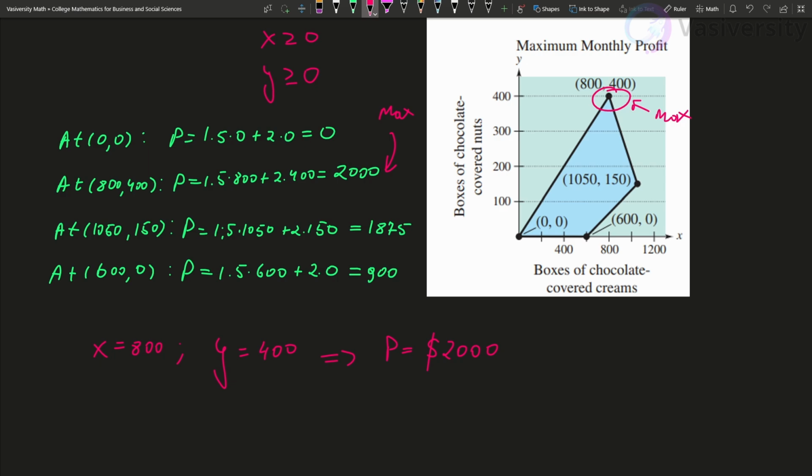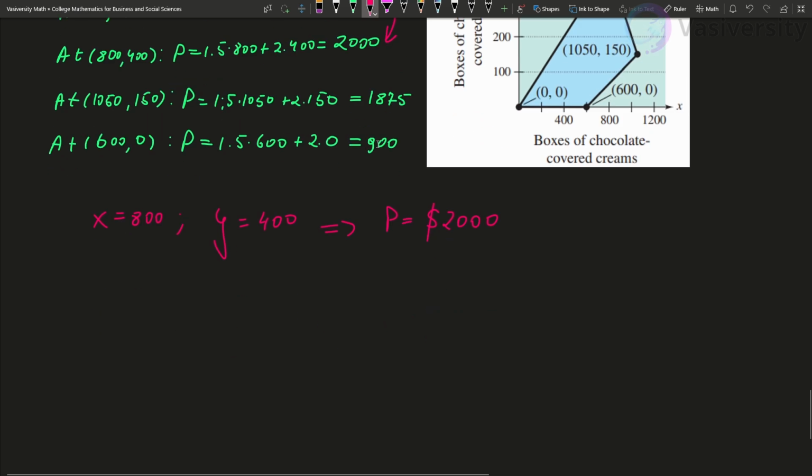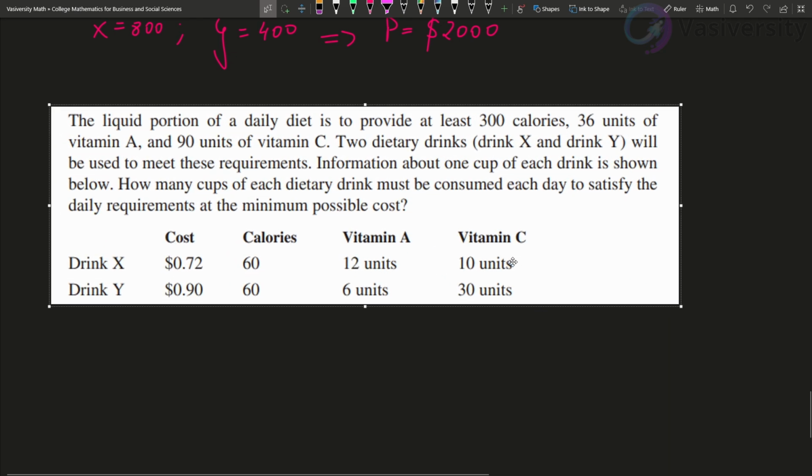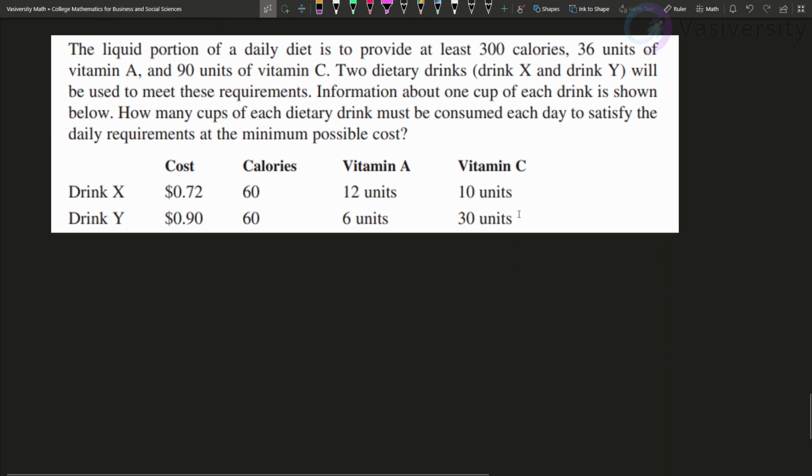Now, of course, we can also reverse it to do an optimal cost problem. For an optimal cost problem, we can do it the following way. The liquid portion of the daily diet is to provide at least 300 calories, 36 units of vitamin A, and 90 units of vitamin C. Two dietary drinks, drink X and drink Y, will be used to meet these requirements. Information about 1 cup of each drink is shown below. How many cups of each dietary drink must be consumed each day to satisfy the daily requirements at the minimum possible cost?